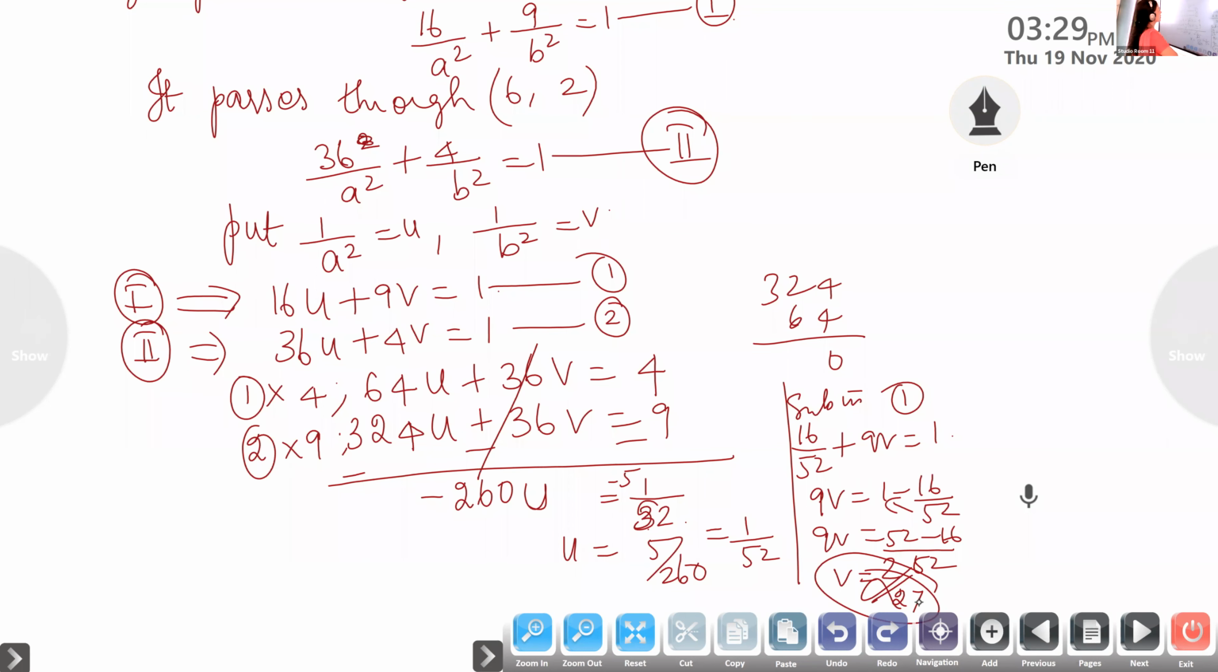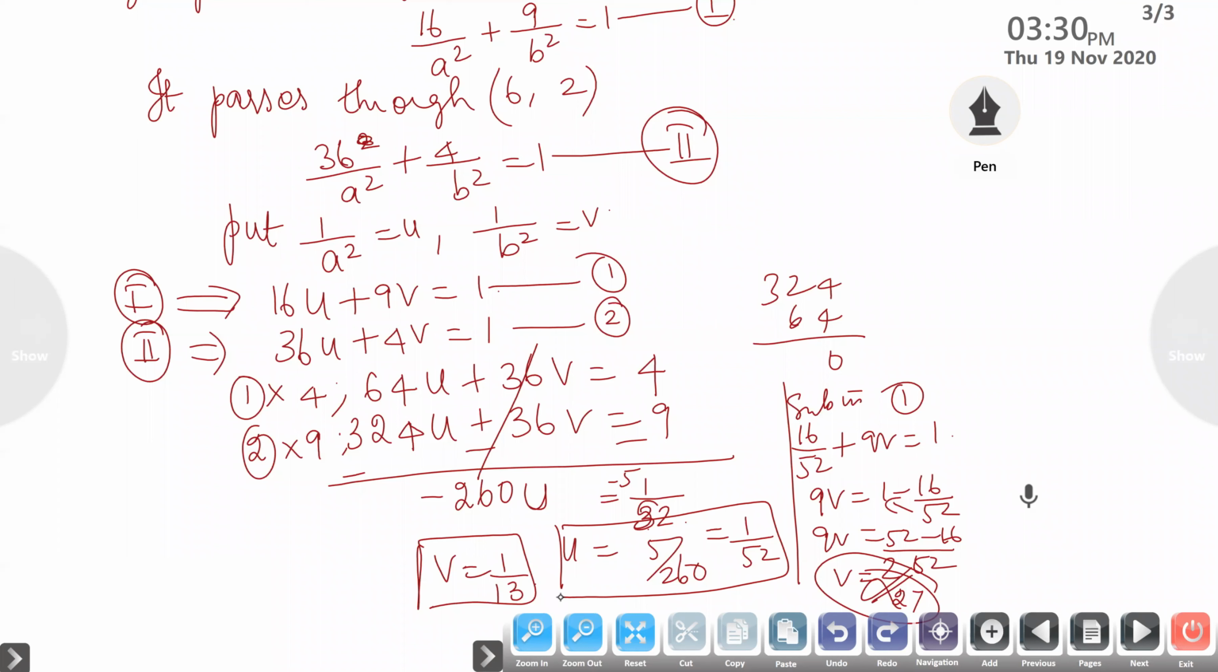Muhammad Adi, what is the answer you got for V? What is the value of V? I'm doing. 1 by 30. V is 1 by 13. Achyut, what is the answer you got for V? 1 by 13, ma'am. Okay, so V is 1 by 13.